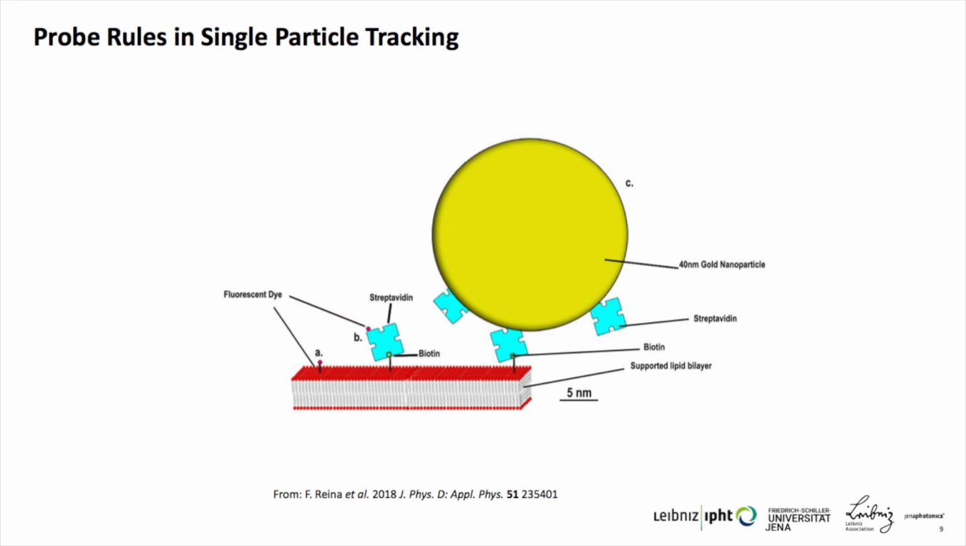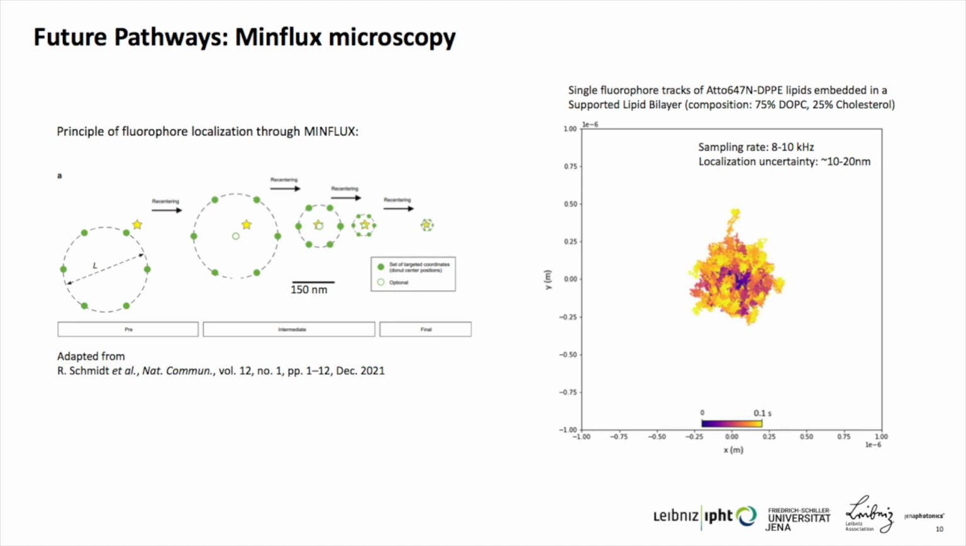Another significant advancement in single particle tracking on the cellular membrane would be to forego gold nanoparticles entirely and instead track single fluorescently labeled lipids with kilohertz sampling rates. Unfortunately, we don't have enough time to go into the details of single particle tracking through MINFLUX. Suffice to say that we've been able to perform single particle tracking on single fluorescently labeled lipids embedded in a supported lipid bilayer with sampling rates around 8 to 10 kHz and localization uncertainties in the 10 to 20 nanometer range.